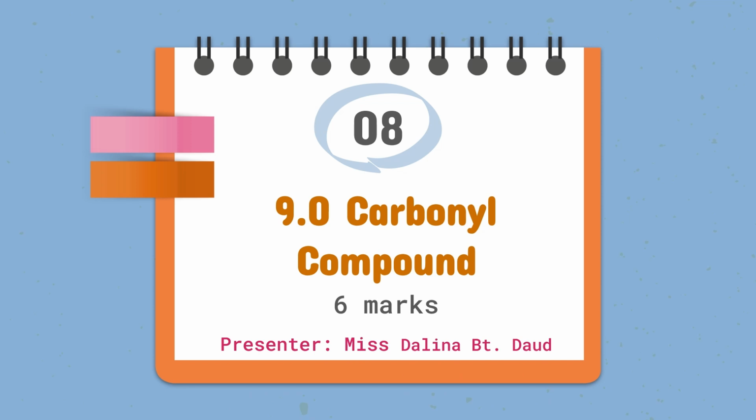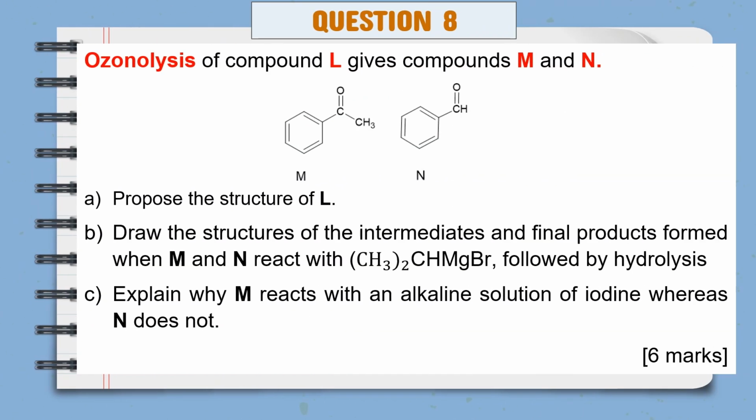We'll discuss SMARTCHEM question number 8, which represents chapter 9, carbonyl compound. This question will give you 6 marks. Let's start now. Question number 8.